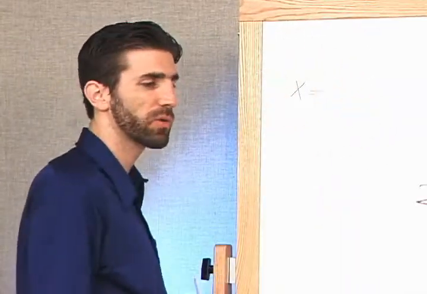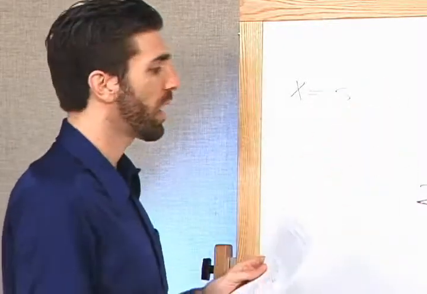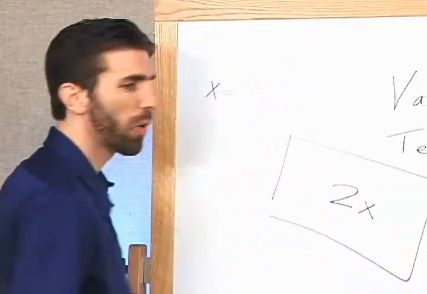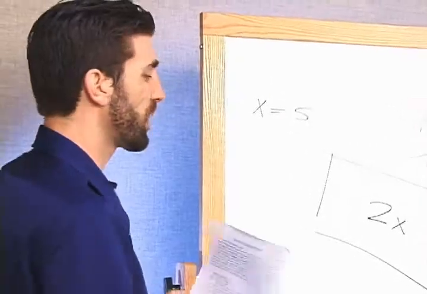Someone give me a number. What does x represent? 5. X represents 5. So, in this little universe here, x is always 5. But x is 5. Does that mean x is always 5?